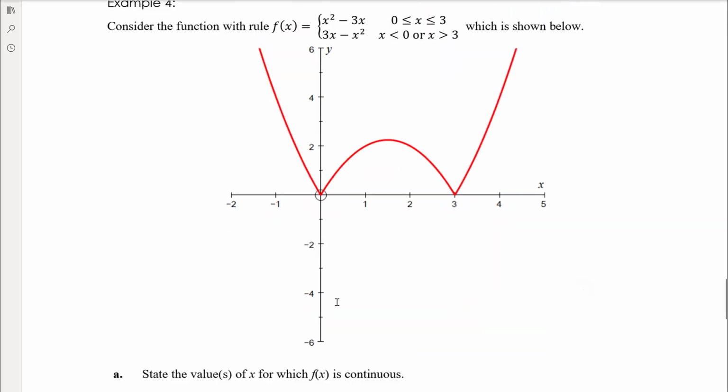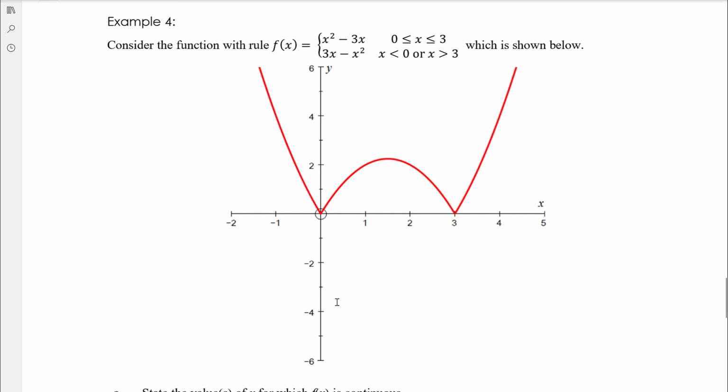Okay, last one here. We've got a hybrid function. It has rule x squared minus 3x, so that is a parabola. Sorry, I've got it the wrong way around. Sorry, can we swap? My apologies. Can we swap those rules in the definition? So this is 3x minus x squared, and this is x squared minus 3x down here.